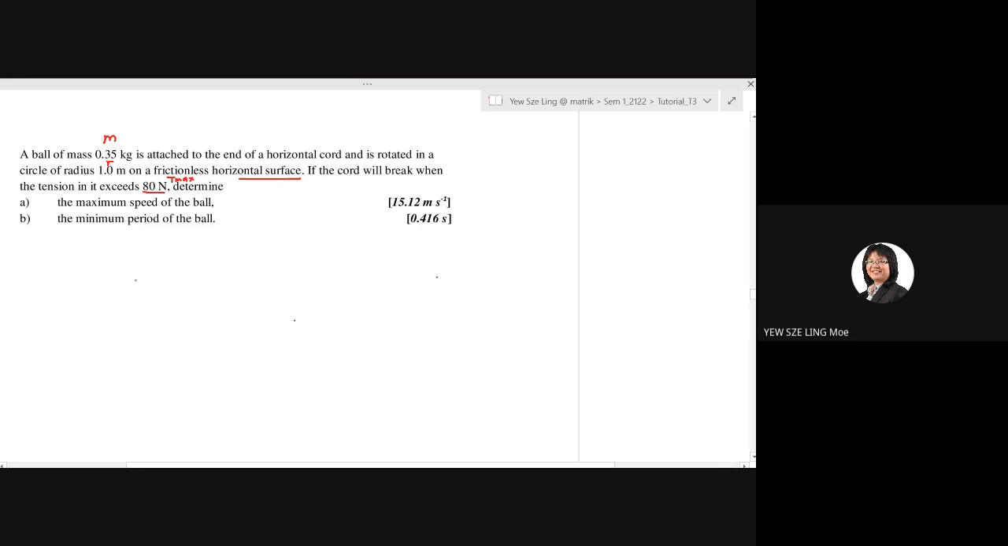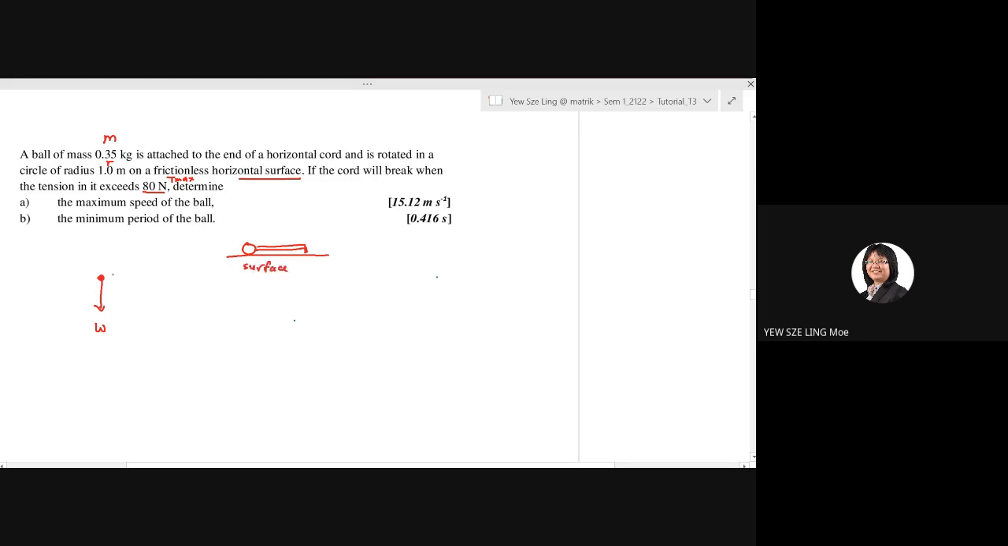So first of all, let us sketch a free body diagram. You have a ball, and the ball comes with a weight. You tied it to the end of a horizontal cord, so you have a tension. This is the surface, this is the ball, and you tie a cord to it and then you swing it. So basically this is what we have. Now you place the object on a surface.